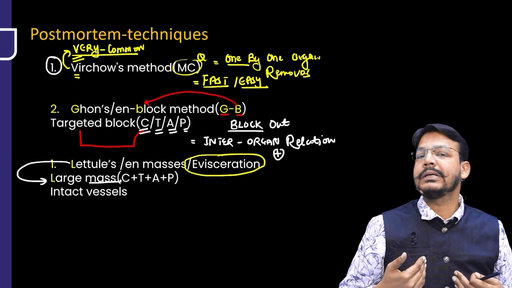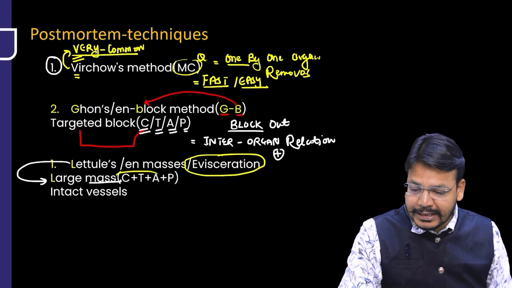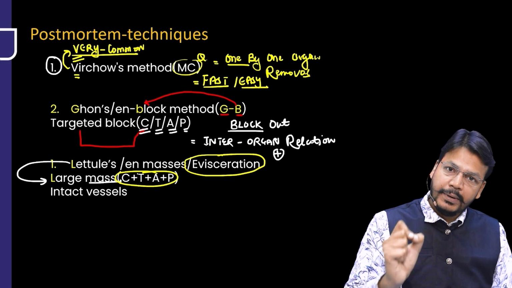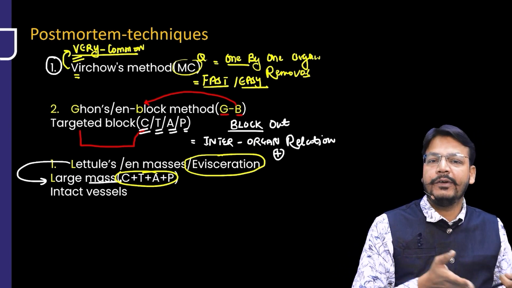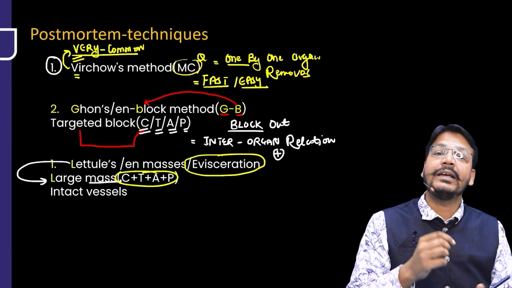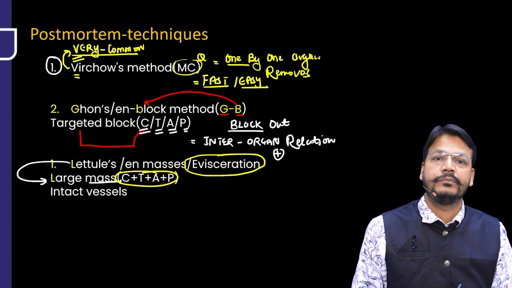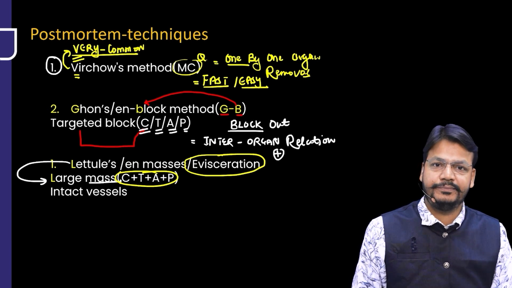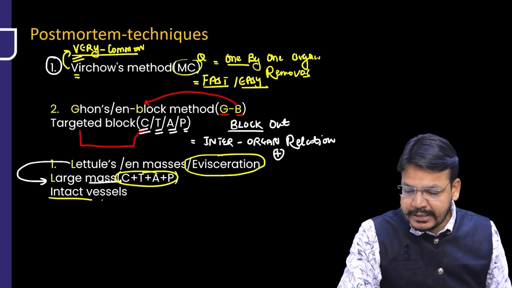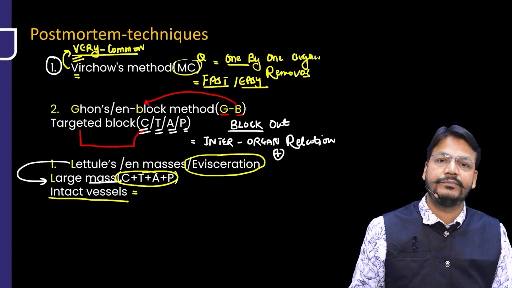Here, all the organs are connected, so we are maintaining the integrity. It is a large mass, cervical plus thoracic plus abdominal plus pelvic, all integrated with each other, taken out. It is an evisceration. The complete viscera are taken out. It is also a fast method, but we need a meticulous autopsy. Here, the blood supply and vascular supply are intact because all are connected with each other.